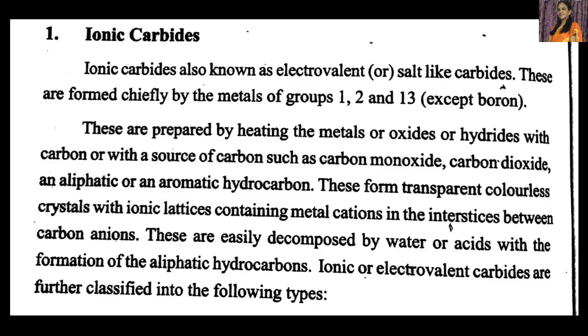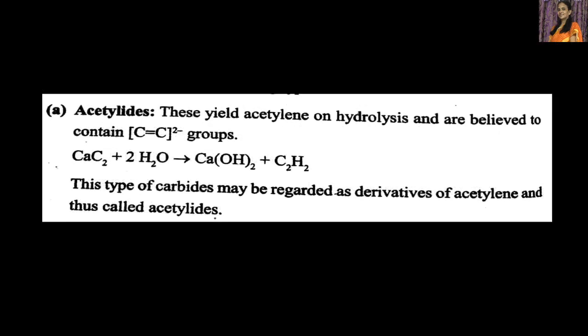What are they? Let us see. First one, acetylides. Second one, methanides, and third one, allylides. First of all, let us discuss acetylides. Acetylides are the ionic carbides which yield acetylene on hydrolysis. Then they are known as acetylides.